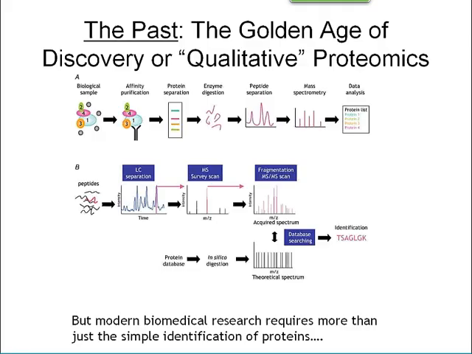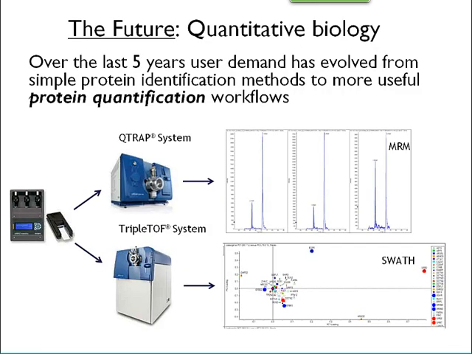In the past, we've really concentrated on the identification of proteins, and indeed proteomics has surrounded itself with identification for the better part of a decade. And though incredibly powerful, to be useful, proteomics requires you to not only know what the protein is, but how much is there, especially if you're comparing, say, a cancer cell to a non-cancer cell. So modern biomedical research requires more than just the simple identification of proteins. So actually the present and the future is going to be in quantitative biology, as is stated here.